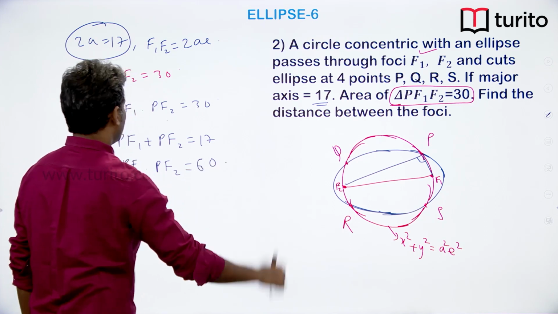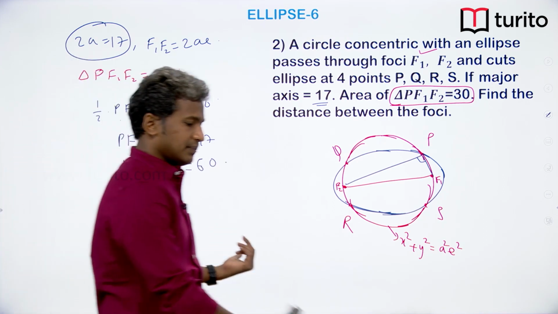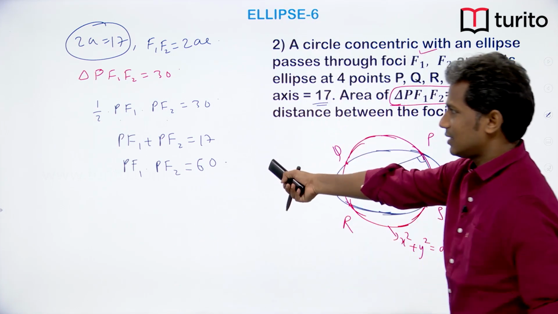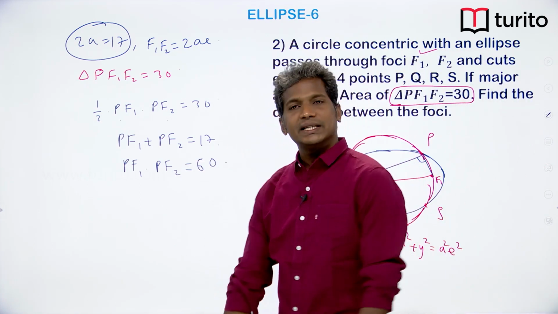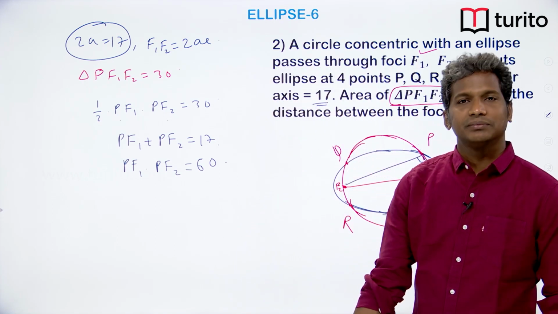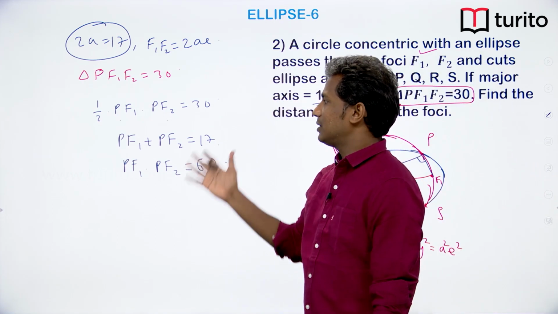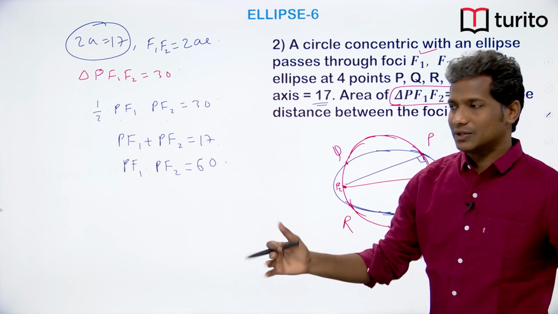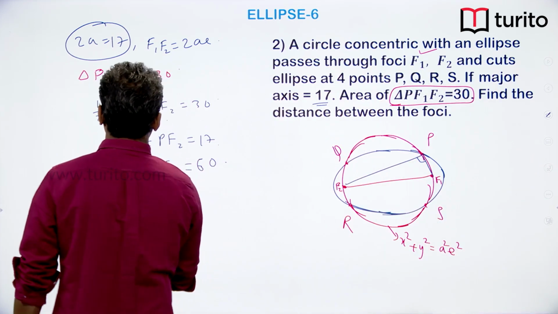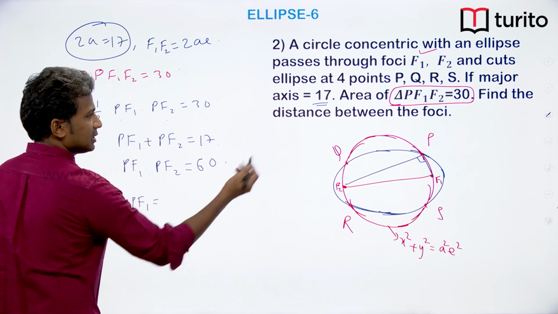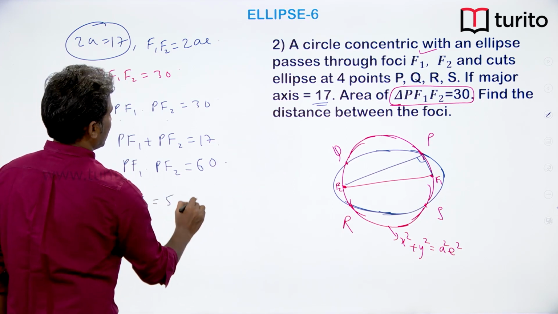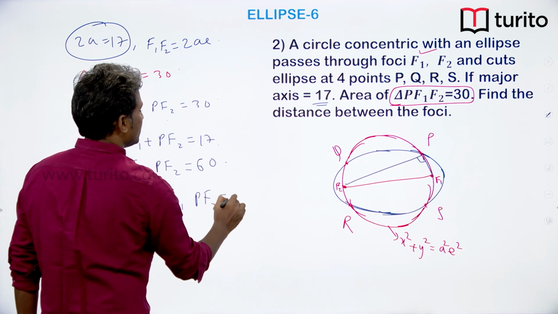We have to solve for PF1 and PF2. Can we not do it directly? Of course, I am seeing some factors here. 12 plus 5 is 17, 12 into 5 is 60. So you can directly solve them, or you can directly use it here also. So here we are getting PF1, let us take that as the smaller one, is 5, and PF2 is coming out to be 12.